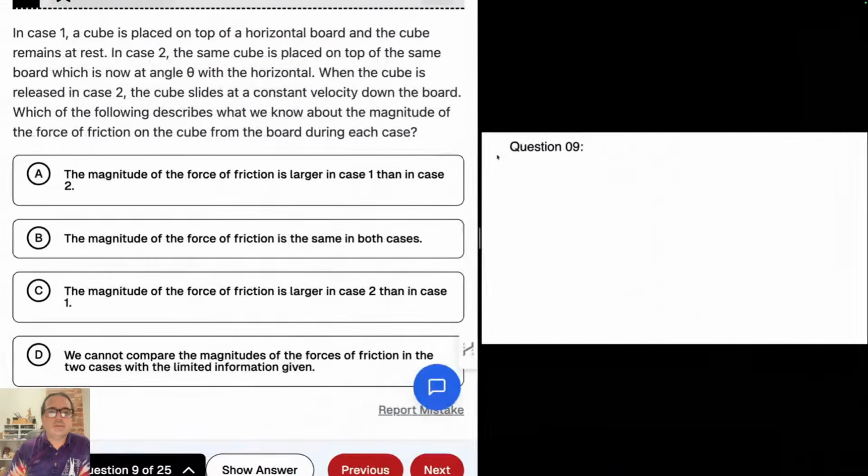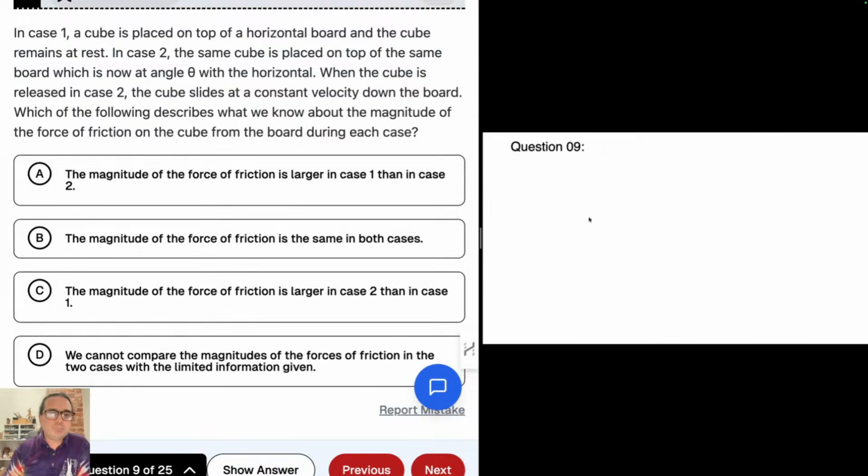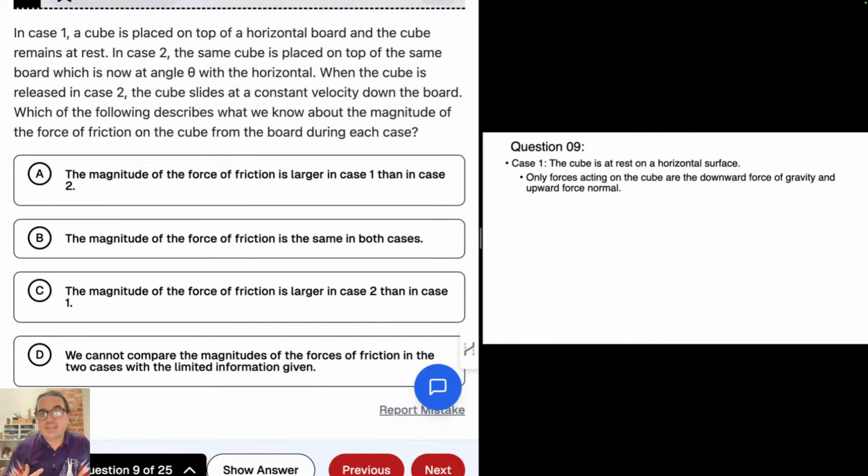All right. So question 9. Cube 1, in case 1, the cube is at rest on a horizontal surface. The only forces acting on the cube are the downward force of gravity and the upward normal force. So there's no force of friction acting on the cube, right? Because those are the only forces acting on it. Therefore, the magnitude of the force of friction is 0.